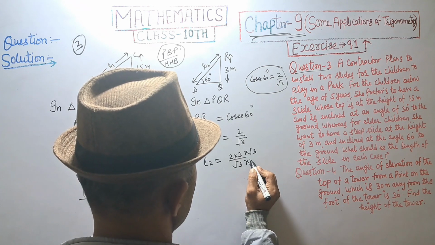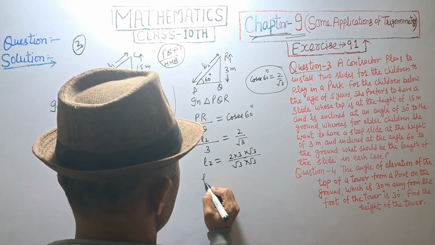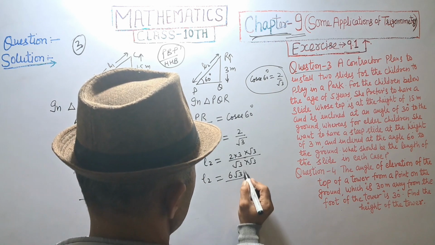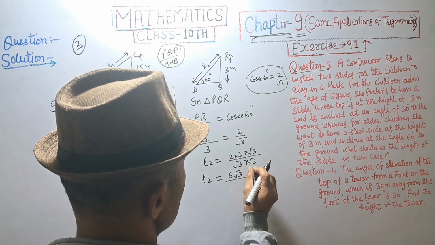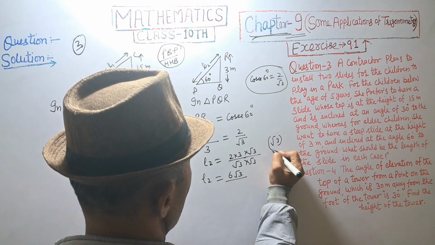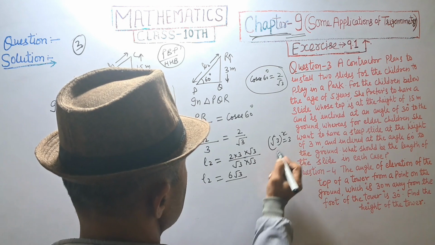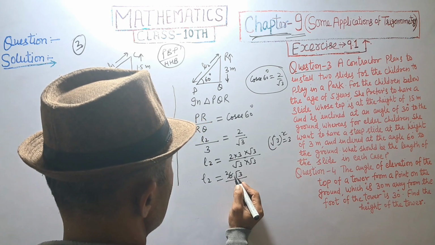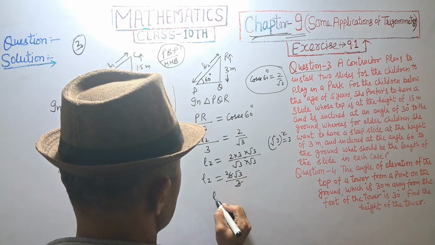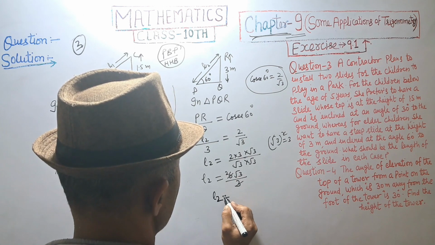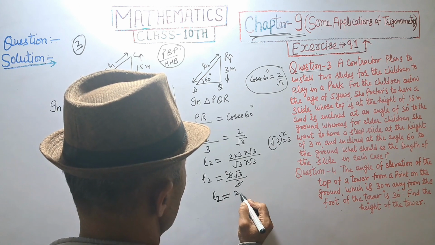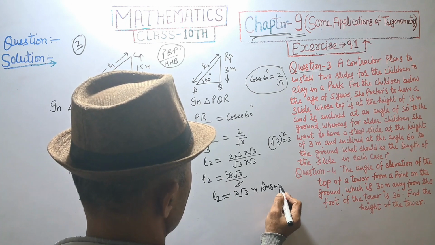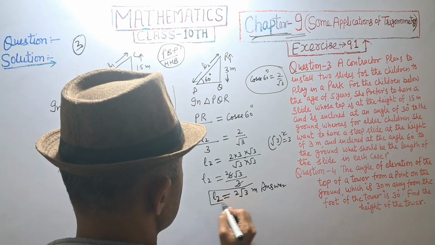Multiplying root 3 in numerator and denominator, L2 is equal to 6 root 3 upon root 3 square. Root square is cancelled, that is equal to 3, and 3 divide 6, 2 3s are 6, so L2 is equal to 2 root 3 meter. Answer.